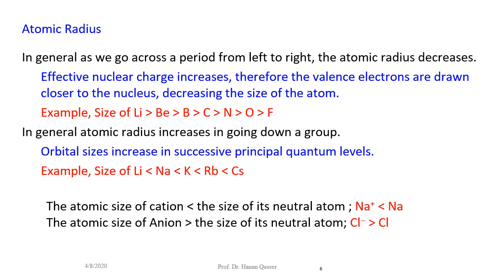The third property is the atomic radius. In general, as we go across the period from left to right, atomic radius decreases from left to right.